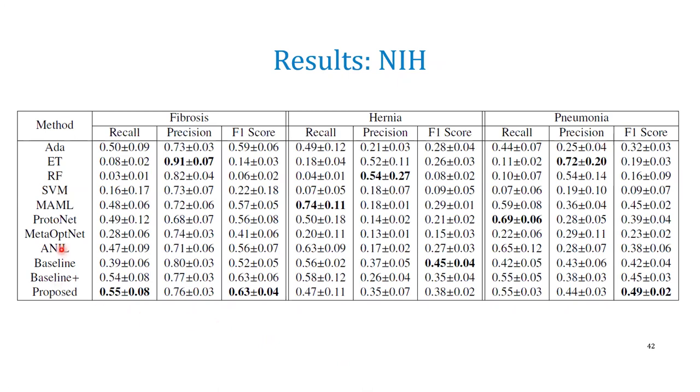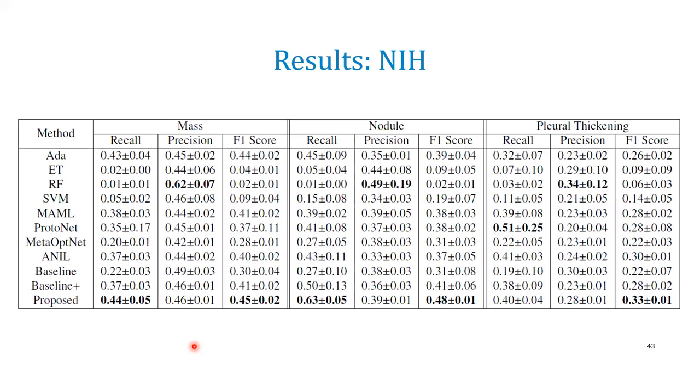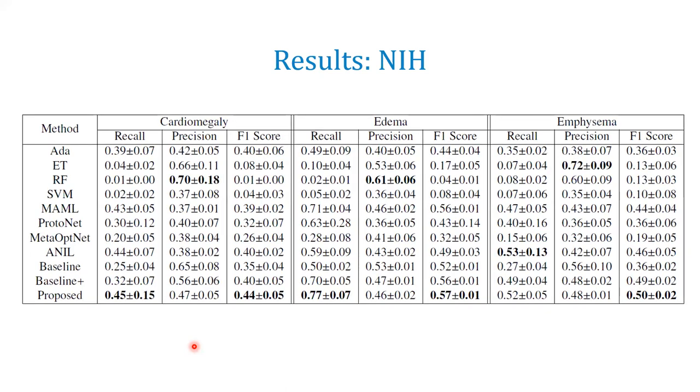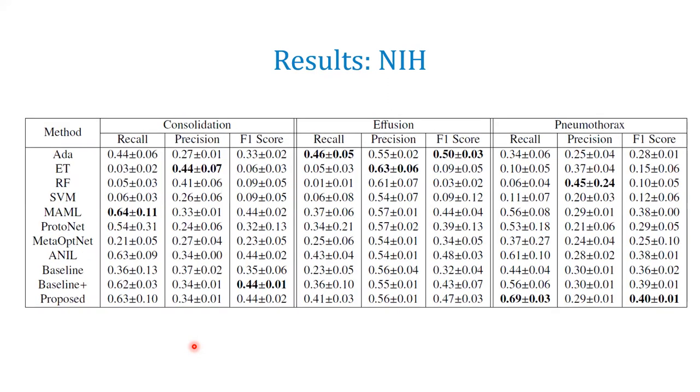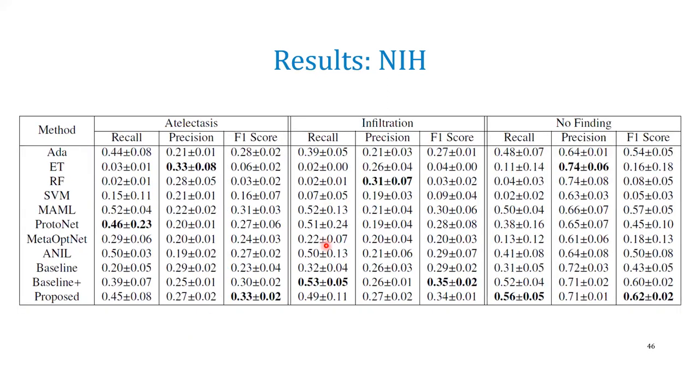Here we have shown, along with the other methods, the results of actually two baseline methods. And it can be seen that in terms of the F1 score for most of the diseases and conditions, our methods perform superior compared to other competing approaches. So here are the results for three diseases and conditions. Here are the results for other three diseases and conditions. Next three. And these are the final set of diseases and conditions.